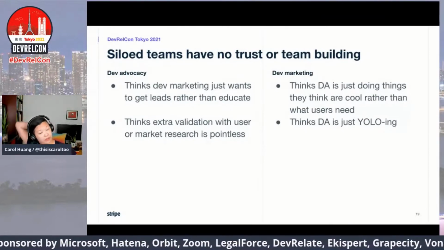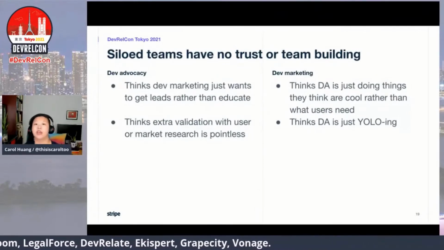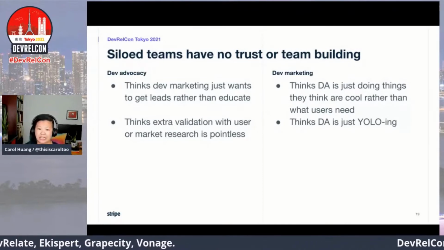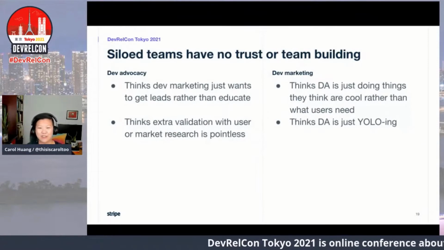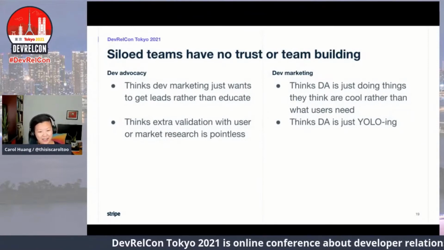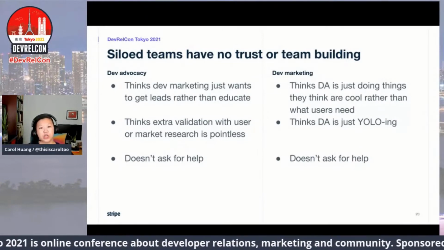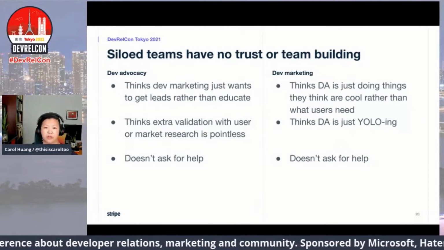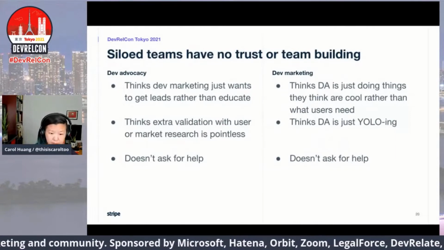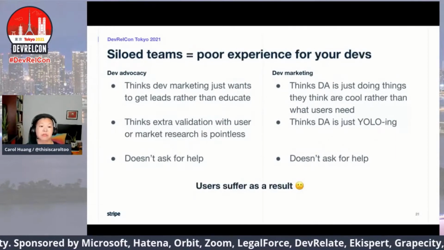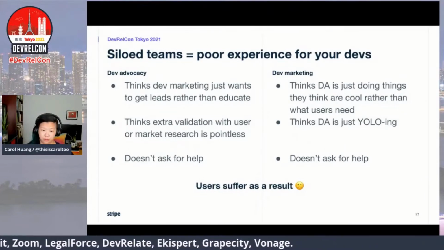So when marketing wants to take a step to make sure we're going down the right path with content or by going to a specific conference, DA thinks marketing is just trying to block things, just trying to gatekeep. Whereas from marketing's point of view, these DAs are just YOLOing, just doing whatever they want without any research. So again, lack of trust there. The key thing that happens here is they don't ask for help when they could help each other, because they don't believe the other has the user's best interest at heart. They aren't talking because they aren't working as a team, all of which leads to a poor experience for your devs and users suffering as a result.